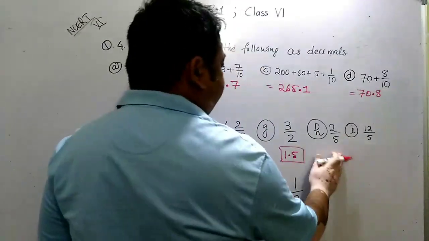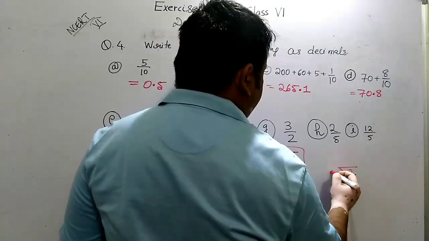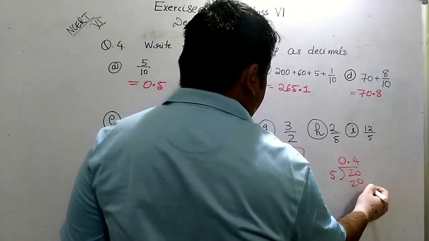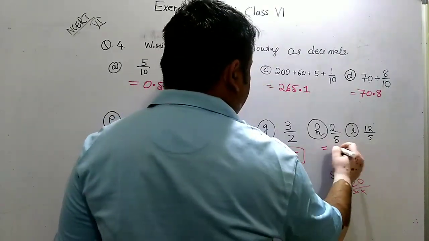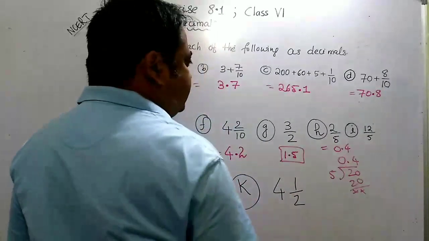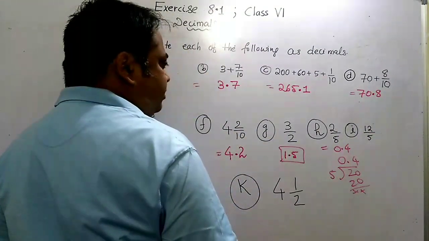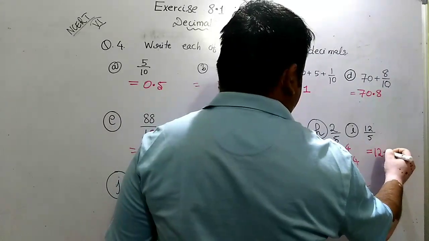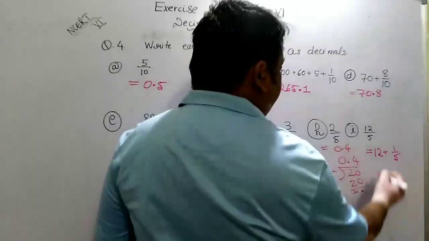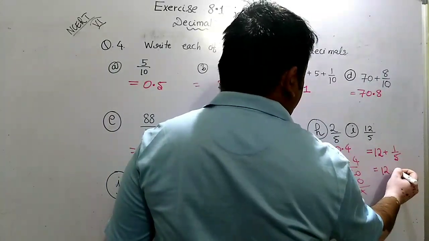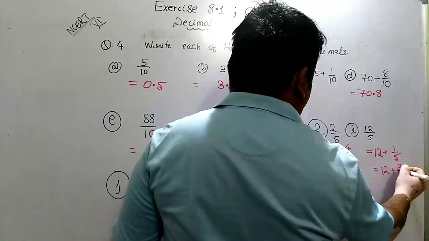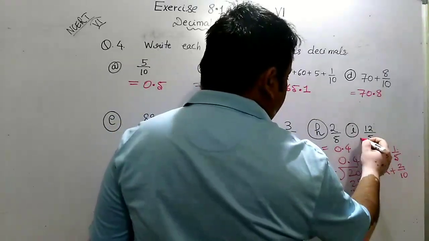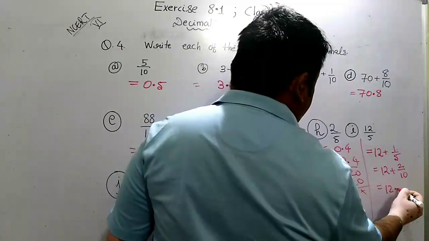Similarly, 2 by 5 can be written as divide 2 by 5, then give 0, 1.10, 4. So it will be equal to 0.4. Similarly, 12 by 5 can be written as, we can also do it in another method, 12 plus 1 by 5. We can write this as 12 plus 2 by 10. I have multiplied this and this with 2. So this will become 12.2.